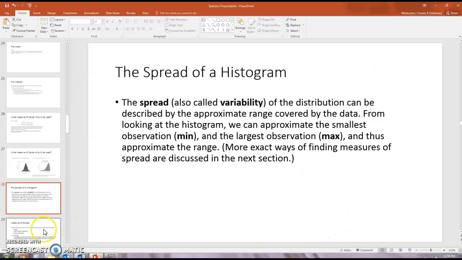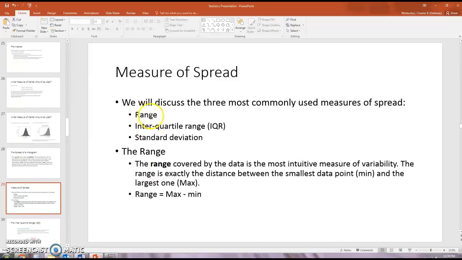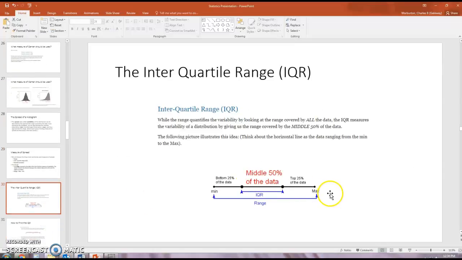How did we measure the spread? Was with the range. The range was the difference between the maximum and the minimum value. And then the second way we measured the spread was with the interquartile range, referred to as the IQR. What does the interquartile range do? It gives you the range in which the middle 50% of the data lies.